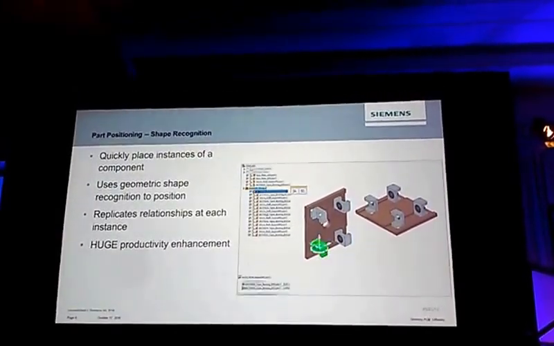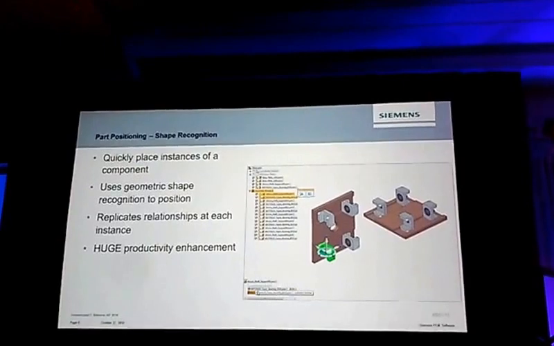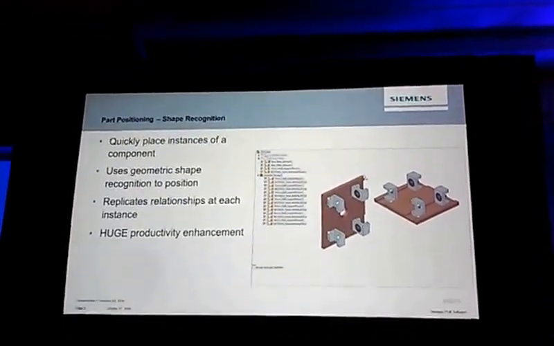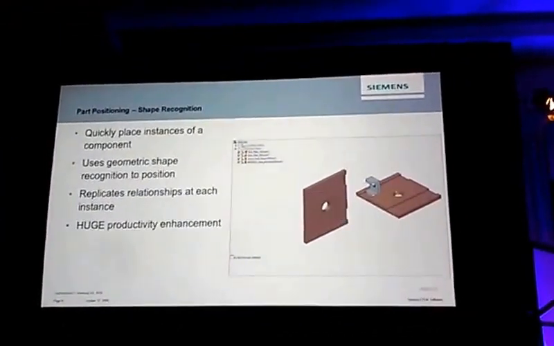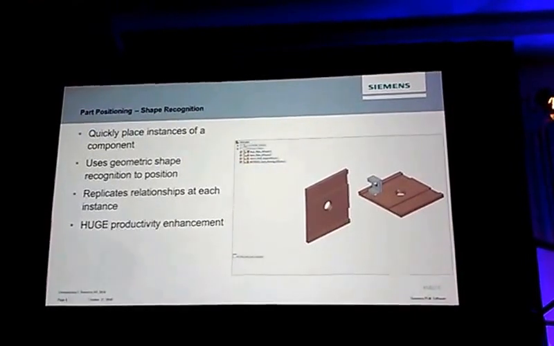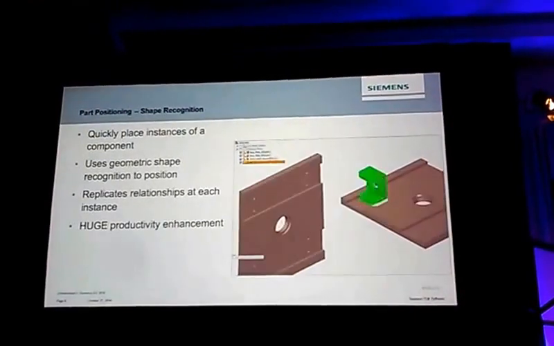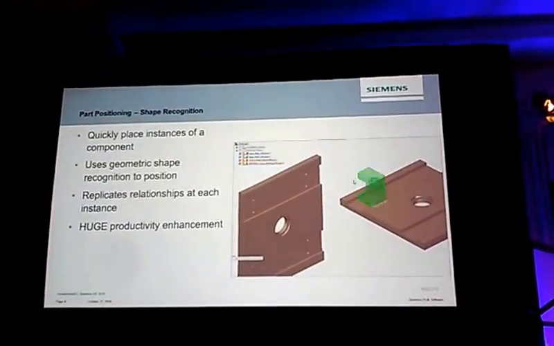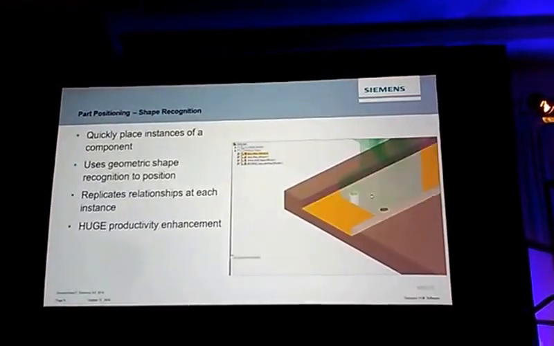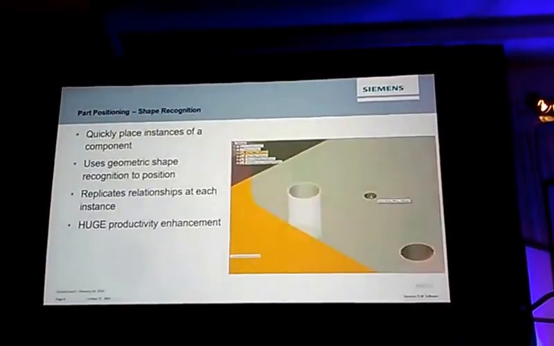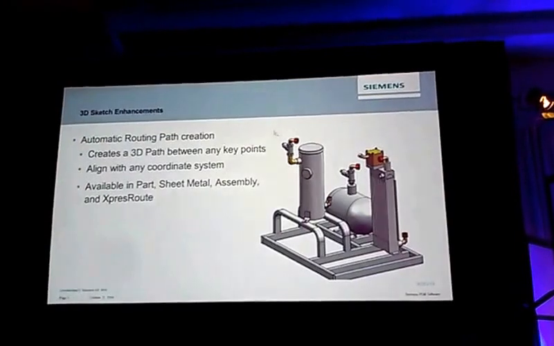So you may have missed it. It goes pretty fast, and that's the key. It's very fast. We're very productive. We've enhanced productivity for placing parts in this scenario, maybe 10x or even greater. So shape recognition, automatic recognition of geometry, and populating your designs very quickly is something that I think you're going to find very useful and very productive in your workflows.